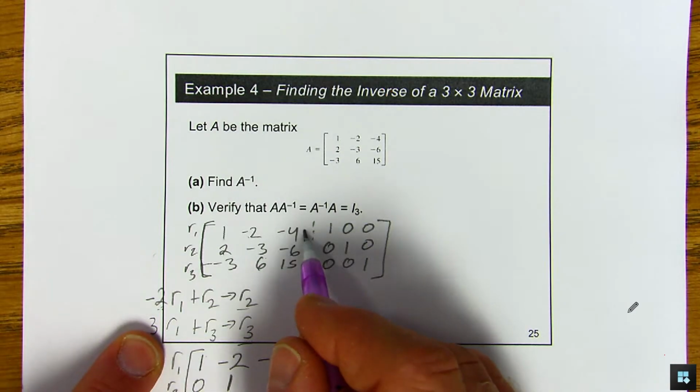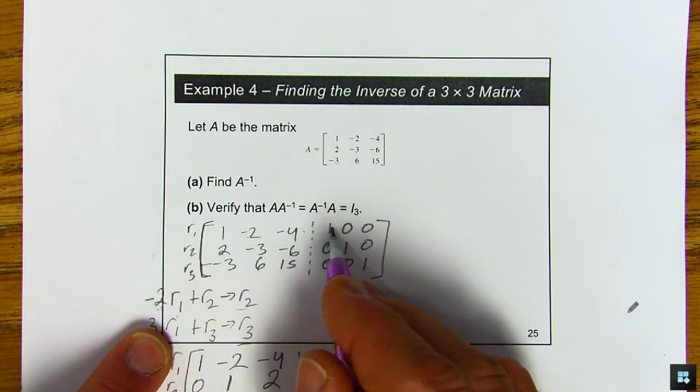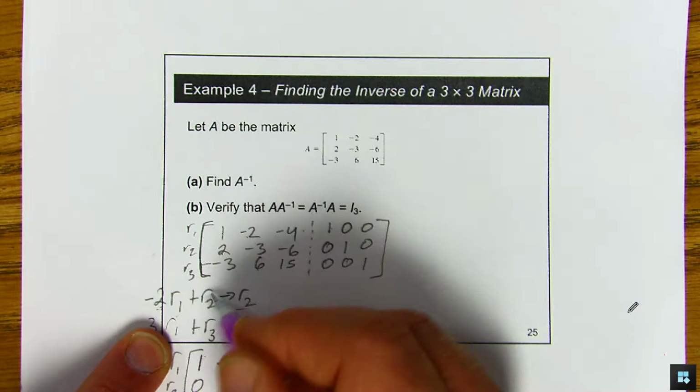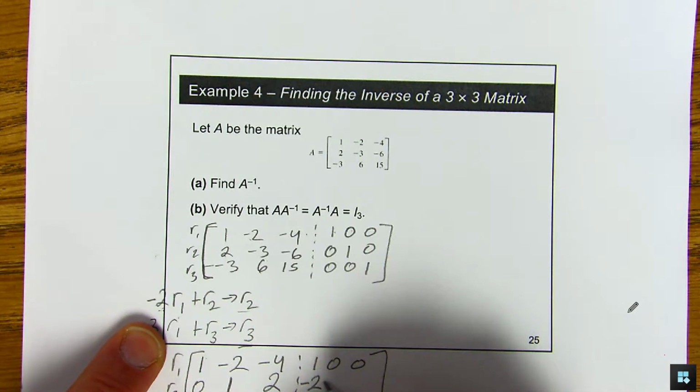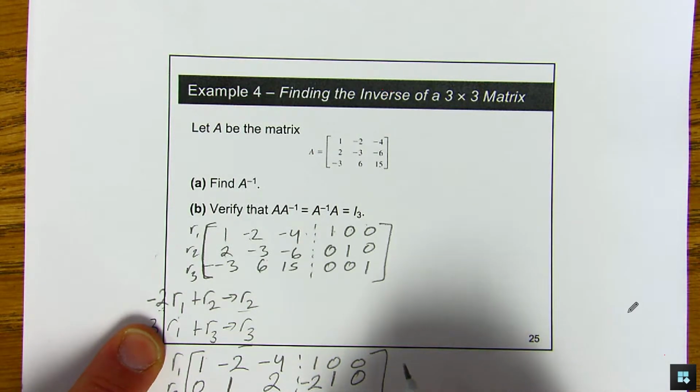-2 times -4 is 8, plus -6 is 2. -2 times 1 is -2, plus 0 is -2. -2 times 0 is 0, plus 1 is 1. -2 times 0 is 0, plus 0 is 0.